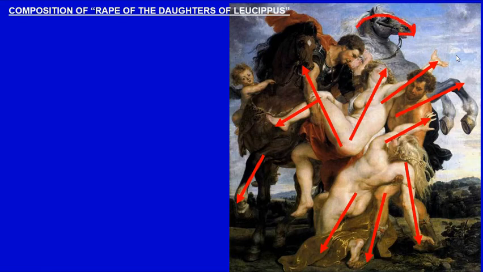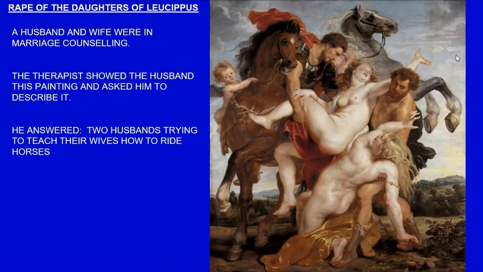And I want you to notice that there are these rounded shapes going around, and it really does control the eye as it moves around. Once again, I'm reminded of a wagon wheel where these spokes are coming from the middle, and then it goes around in a circle around the outer edge. A brilliant piece of composition in this painting.